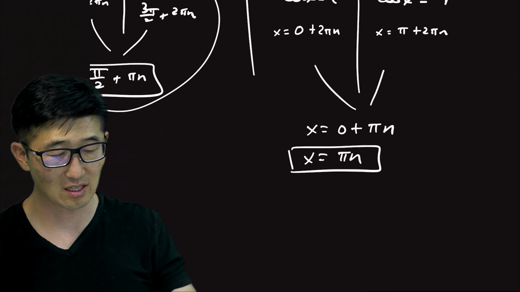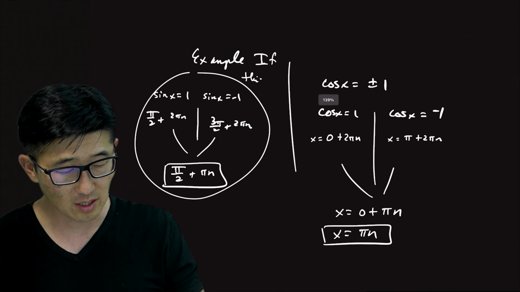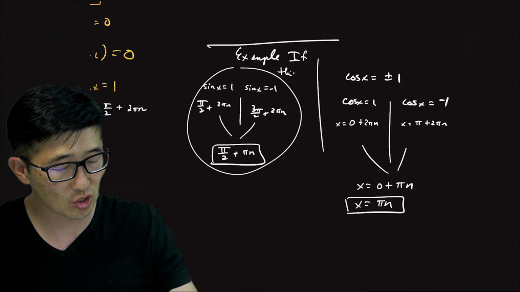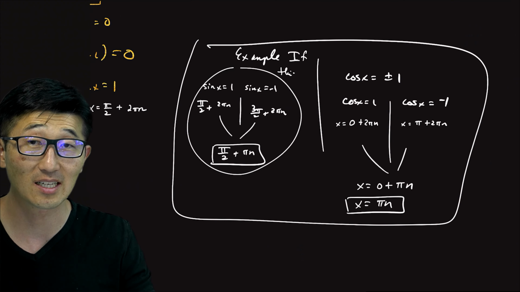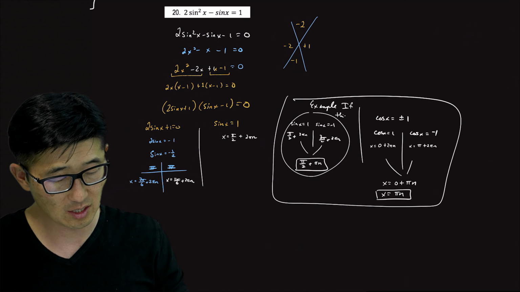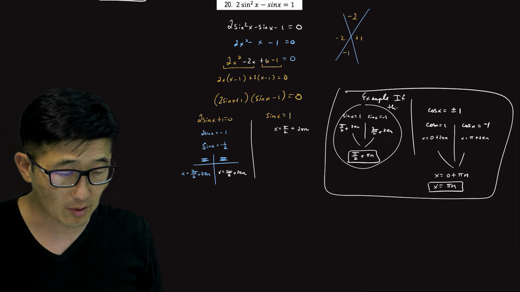Okay, so you'll have that. You might have that. I've seen this. So these are the only two situations where you'll have a sine and cosine producing a pi n as your answer. Okay, good. All right, so we did that.